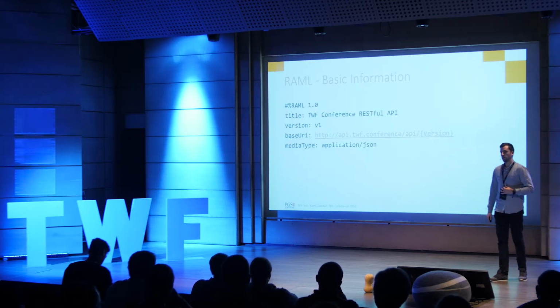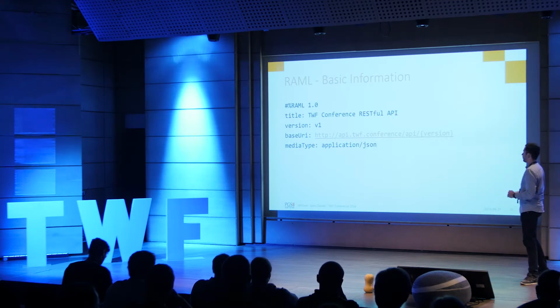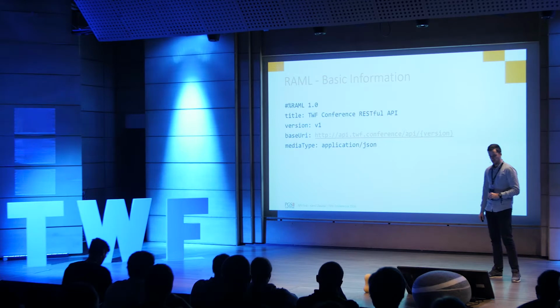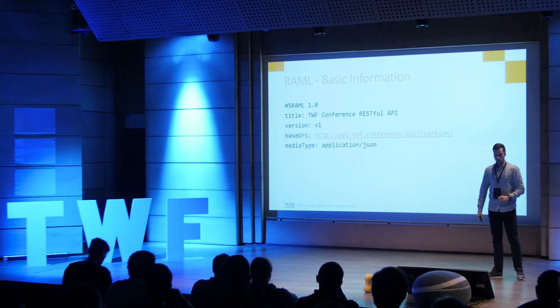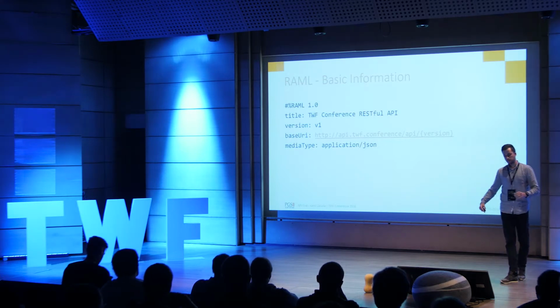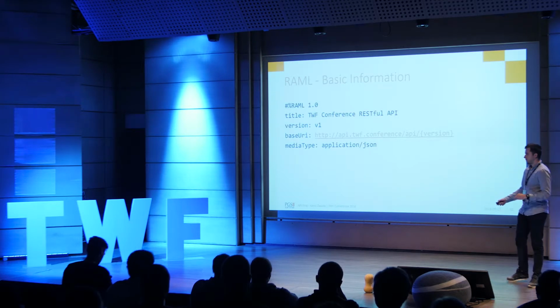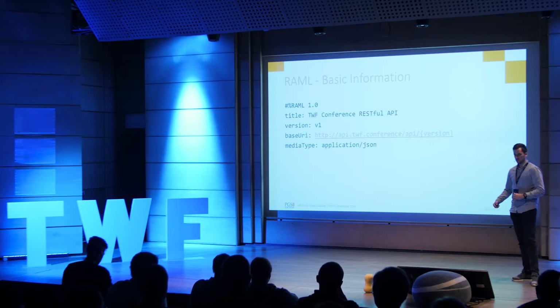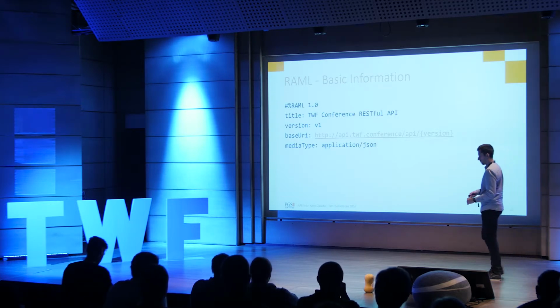Let's check how we can do this in RAML. On the top, we have a required statement about the RAML version used. This is the newest version of RAML. We have a title of our API and other basic information such as version, base URI, and also the type of response and request bodies.